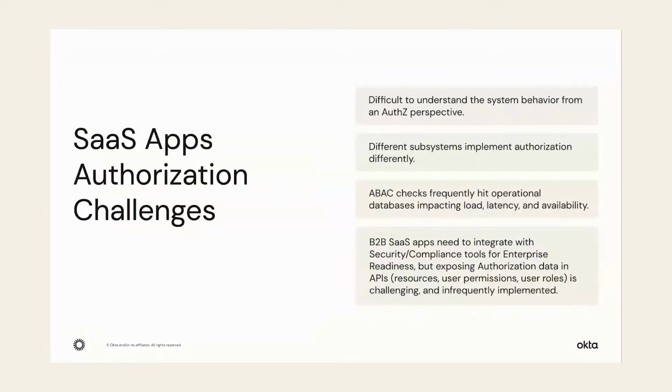So here's a summary of the challenges that our SaaS application had to go through. Given the authorization logic is often embedded in application code, it's difficult to understand the system behavior from an authorization perspective. Different subsystems implement authorization differently, increasing the cognitive load for development teams and sometimes impacting the customer experience. Operational databases get additional load and increased latency that impacts the system global latency.